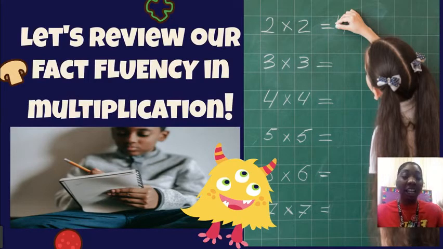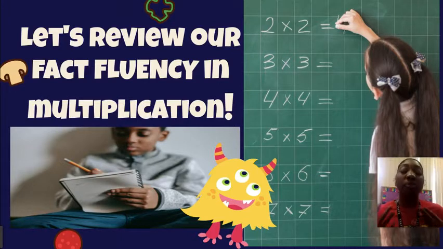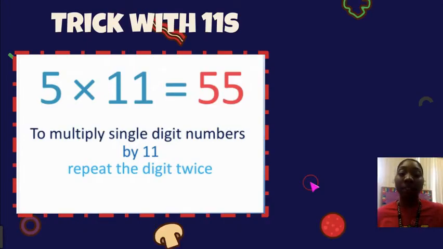So before we get started, we have to build our fact fluency, especially in multiplication, because when we build our fact fluency, it just makes us that much better mathematicians, because that means we know our facts very quickly. So today I'm going to teach you a new exciting trick, a trick to help you with your 11 times tables. Are you ready? So let's take a closer look at our 11 times tables trick.